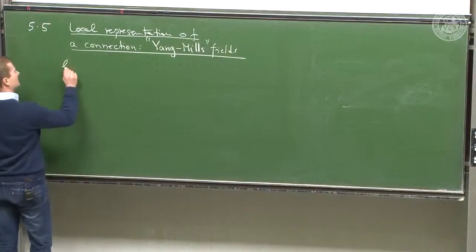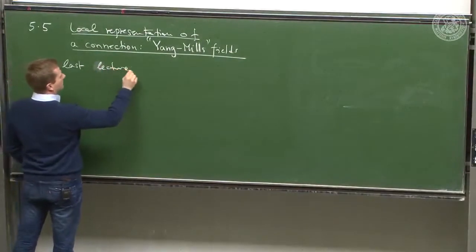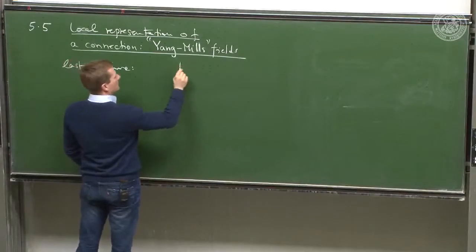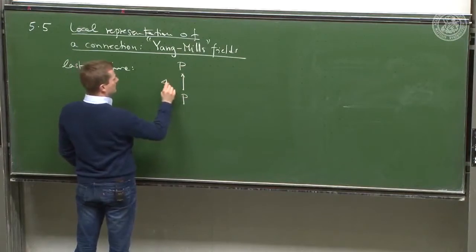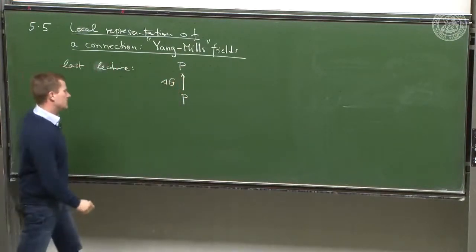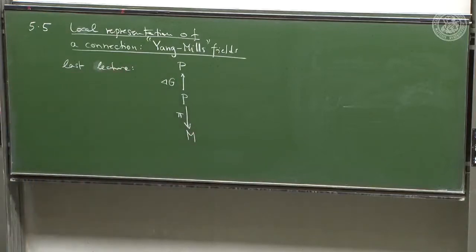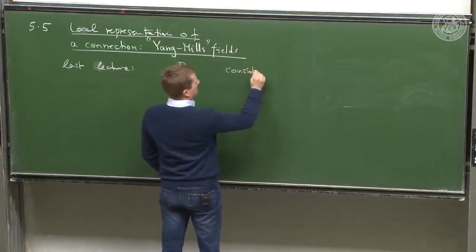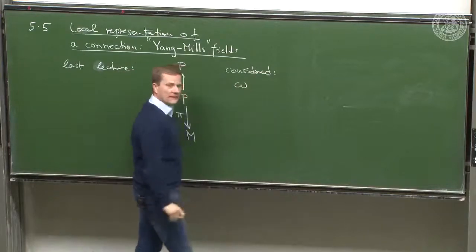So what was the situation? Let's recall that in the last lecture we considered a principal G bundle. So we had a principal bundle P with total bundle space P, a right action by some Lie group G, a projection down to some base space. And on there we considered a connection in terms of a Lie algebra valued one form omega.